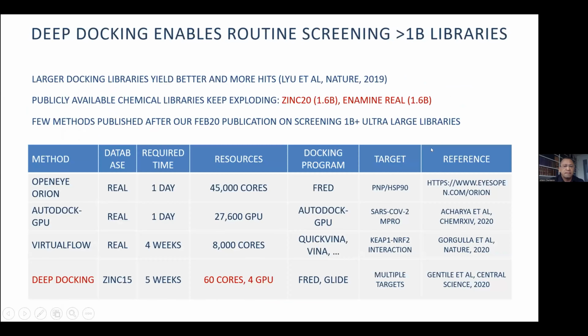so a hit rate of 5%. More importantly, our work really set up the first ever reported billion molecule docking campaign, and a lot of other centers and groups followed immediately. So Oak Ridge Supercomputer Center threw in 45,000 cores, 45,000 GPUs, and docked 1.4 billion in one day. European Center with 27,000 GPUs did it in one day. More or less comparable to what we've done, when people used 8,000 cores, they were able to dock 1.4 billion in 4 weeks. We used 5 weeks, but we only used 60 cores in that particular pilot study. So you can see the difference.